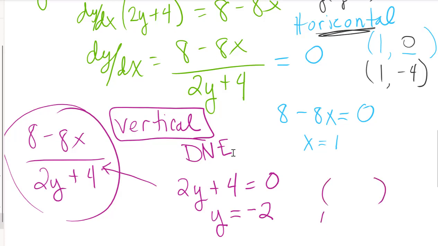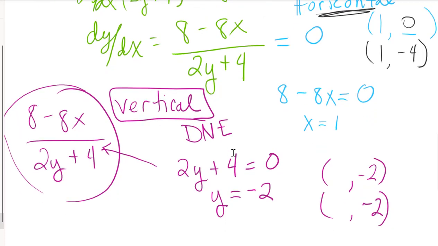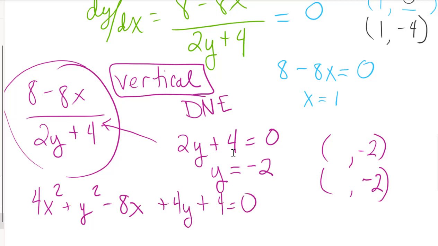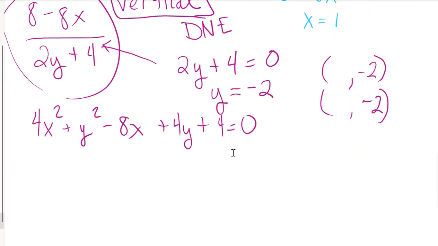Again, I know I'm going to have 2 because I already looked at that. So I'm going to put negative 2 in for y and find x. Which equation am I going to use? I have to use that original equation. My original equation was 4x squared plus y squared minus 8x plus 4y plus 4 equals 0. So now I'm going to put negative 2 in to find my x. So I'm going to have 4x squared, negative 2 squared is plus 4, minus 8x, minus 8 if I put negative 2 in there, plus 4 equals 0.